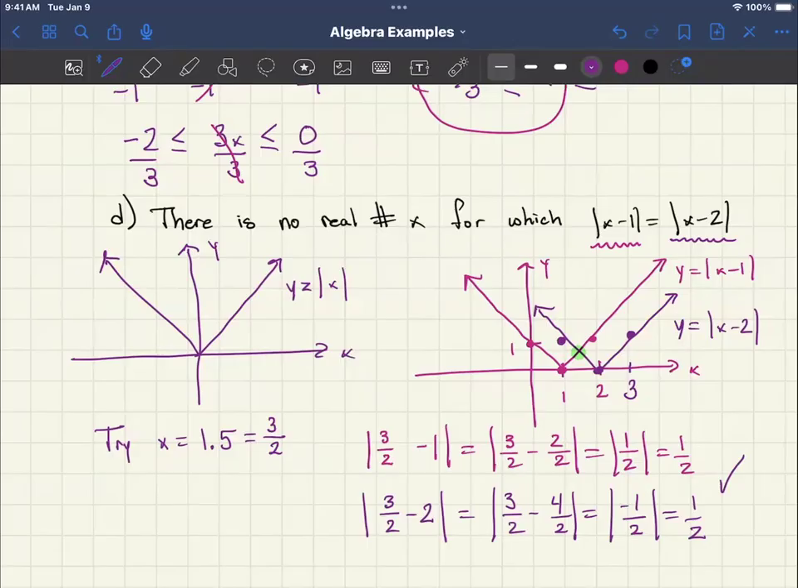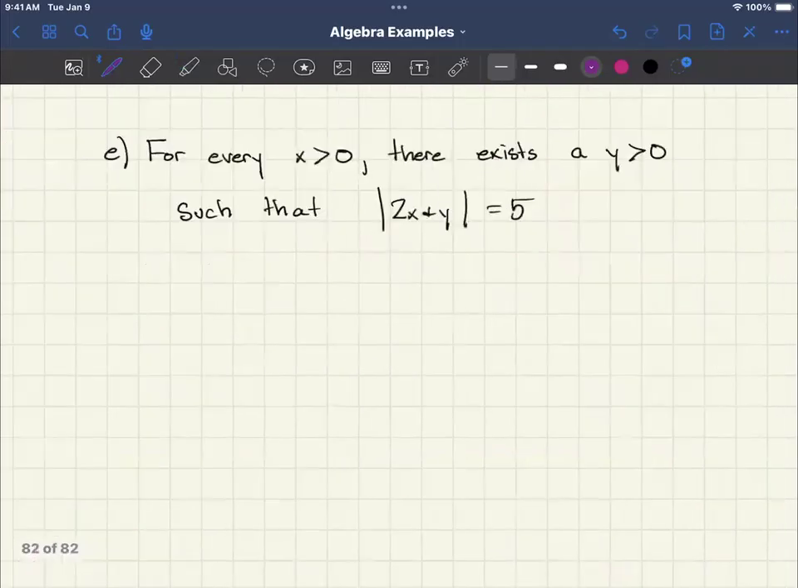So the original statement that there is no x value is actually false because these two lines meet at x is equal to 3/2. Wow, that was a lot of work. All right, we got one more, and this last one is going to be a little bit tricky. This one looks really mathy in the way that it's written up.